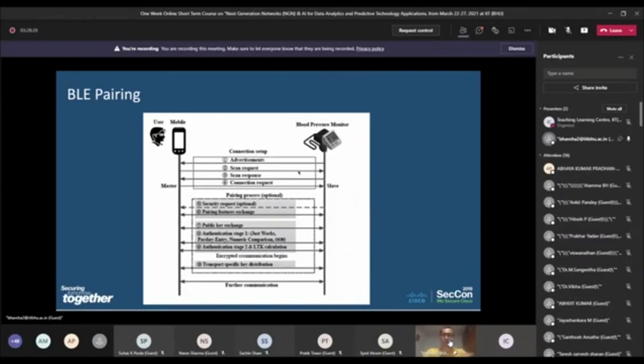Now you know why random MAC address is being used. Now just read on, if a random MAC address is being used, what is the role of identity resolving key in the pairing process? If a random MAC address is being used, how does it know what is the actual MAC address to which it has to connect? Because the connection request or the pair always happens on the actual MAC address. It never happens on the random MAC address. So what happens internally on the mapping between the random and the real MAC address is something which you can read on.